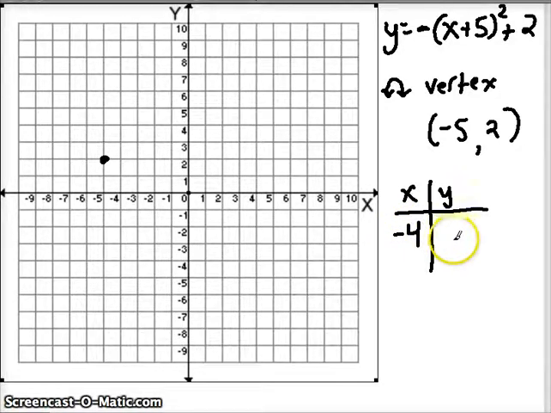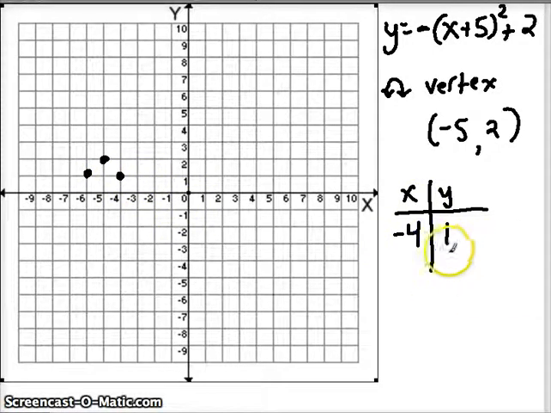do the easier one. So that's going to give us -4 for x, so -4 plus 5 is +1. +1 squared is 1. And 1 times -1 on the outside there is -1. And -1 plus 2 is +1. So at -4, the y value is going to be at 1. Again, this is our line of symmetry, so we know that point is going to be right there as well.